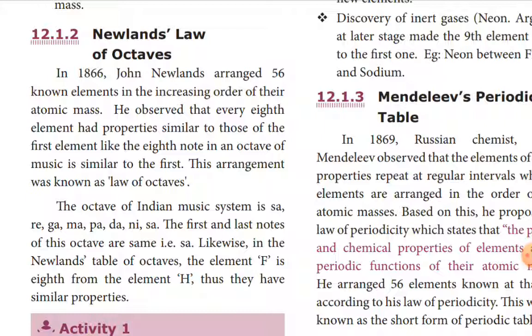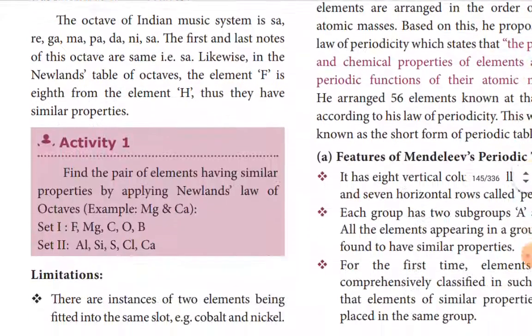A resemblance is there. Similarly, the properties of the first and 8th elements resemble one another in Newlands' law of octaves. Likewise, in Newlands' table of octaves, the element F is the 8th from the element hydrogen. Thus they have similar properties; fluorine and hydrogen resemble one another in their properties.